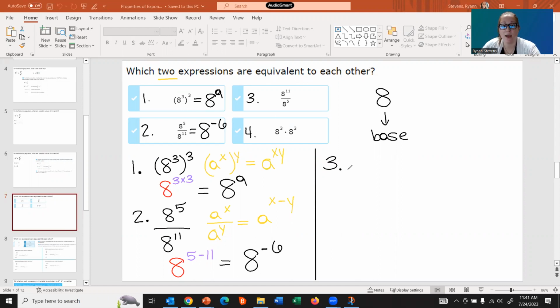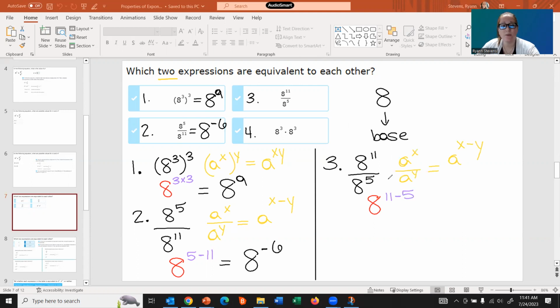So now I have an expression of 8 to the 11th power over 8 to the 5th power. And again, this is the dividing powers property. So we have a to the x over a to the y, and we would say that a is our base, and we would take our numerator and subtract our denominator. So now our base stays as 8, and now we can say, okay, now we have 11 minus 5.